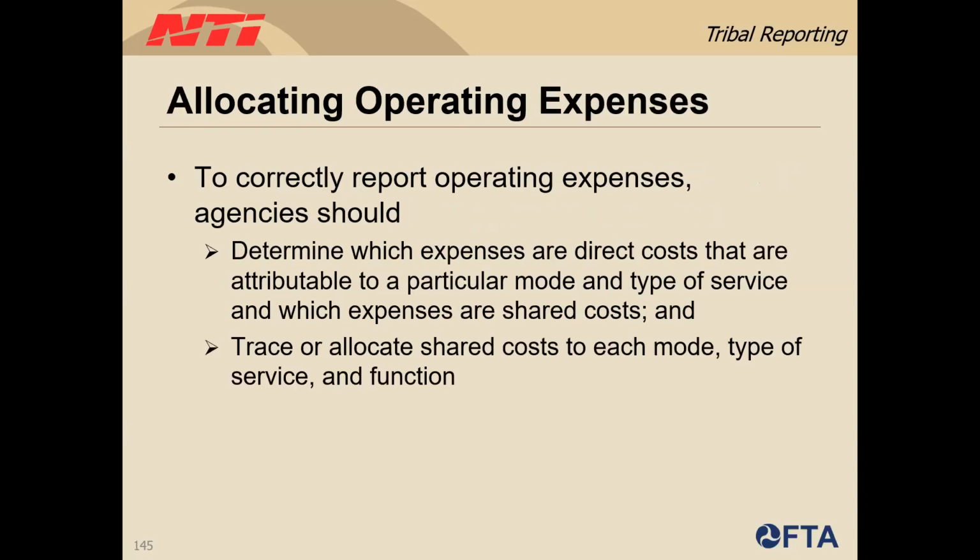Another common reporting issue relates to allocating operating expenses. We've mentioned this a few times throughout this presentation, but as a reminder, agencies may not allocate their total annual operating expenses. Rather, they must first determine which expenses are direct costs and attribute those costs to the appropriate mode, and then they may allocate the remaining shared costs to each mode and type of service afterwards.